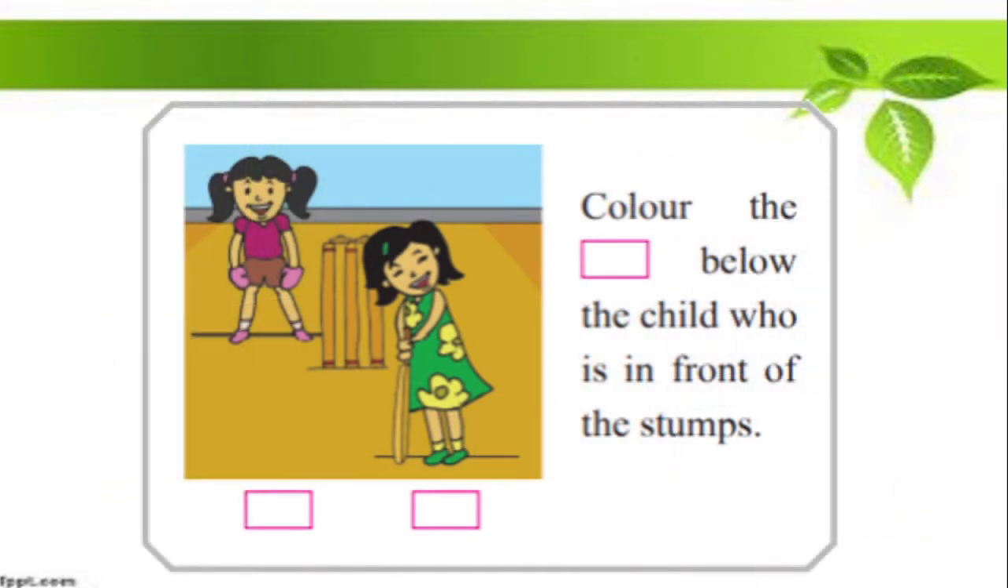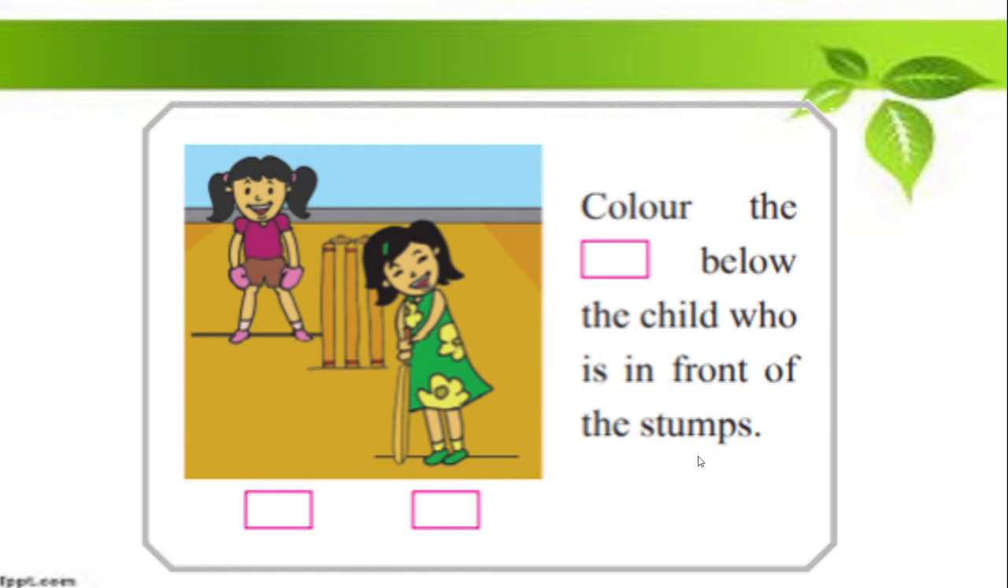Here this is from your textbook. Okay. See the picture. Two girls, they are playing cricket. You know these are called stumps. Correct? And one girl is behind the stump and one girl is in front of the stump. Now the question is, color the box below the child who is in front of the stumps.